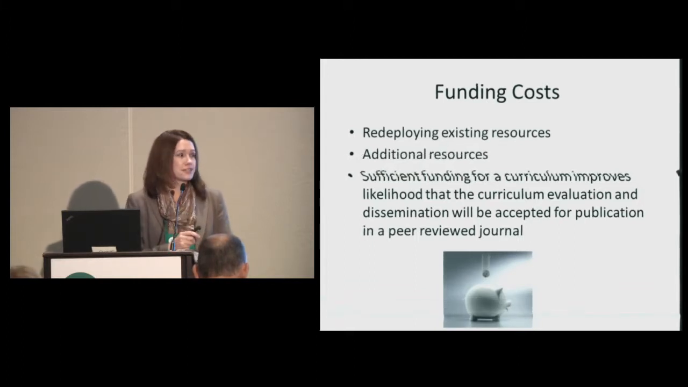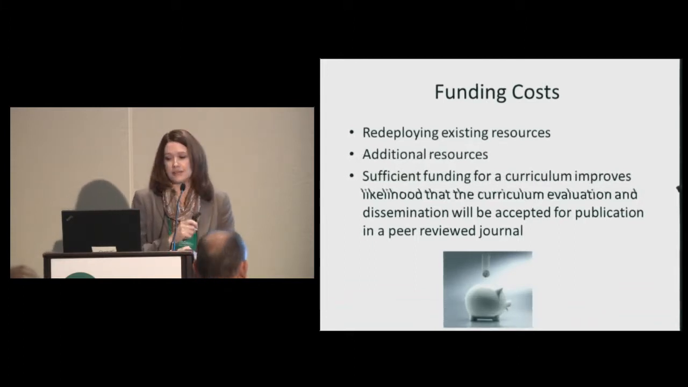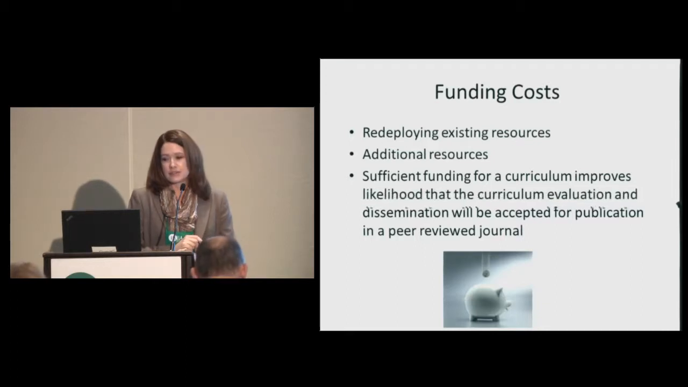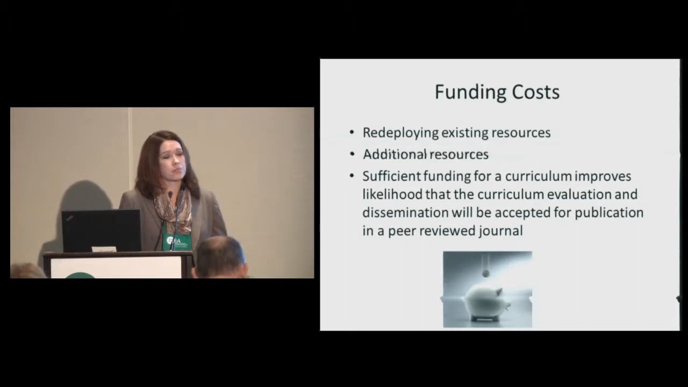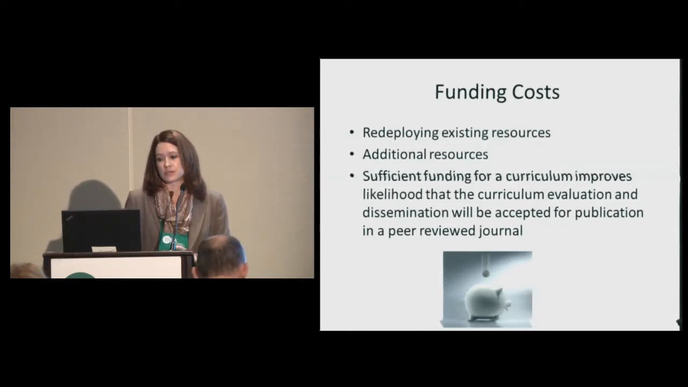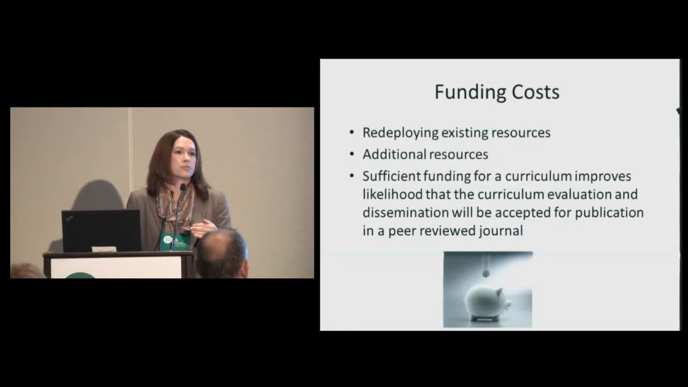Costs. So nothing is free, and I know in many PA programs, funding is tight. So the question is, can you redeploy something that's already being spent somewhere else and focus it on simulation in your program? Or can you look for external resources? Can you look for additional sources of funding within your program or even from external sources? And the more that a curriculum has good, sufficient funding, the more likely that it will become scholarly and something that is of sufficient scholarly content that it can be published and the content be disseminated widely.